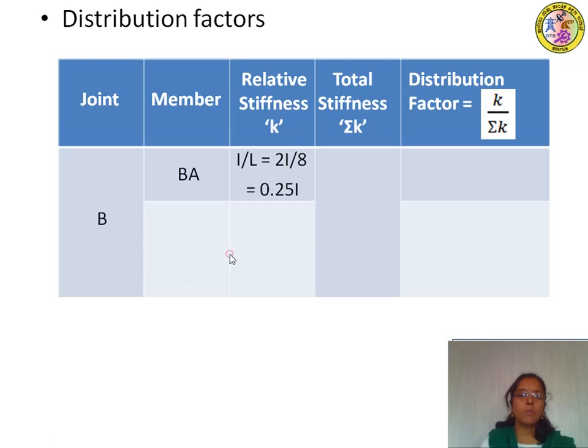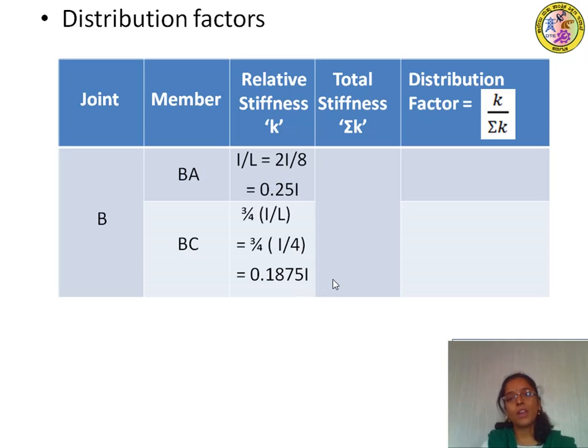The next member at joint B is BC. Since the far end C is a simple support, relative stiffness is calculated by 3/4 of I by L. Let us substitute the values: 3/4 of I by 4, that will be equal to 0.1875 I. Total stiffness is the summation of relative stiffnesses of the members meeting at a joint. So the total stiffness is 0.25 I plus 0.1875 I, that will be equal to 0.4375 I.